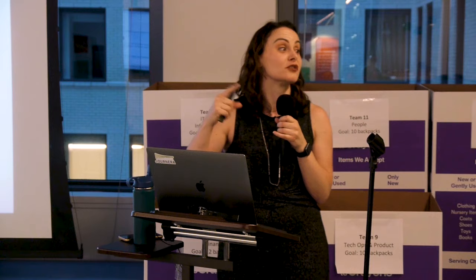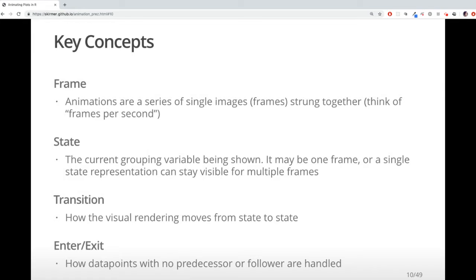If each frame is different and you cram a lot into frames per second, your animation looks really fast. And if you have many frames with a lot of information, but you spread them out over time, it will look very slow. State is a different thing, and this is very important to keep track of. A state is the grouping variable being shown. So if you're looking at a visualization that has a year in a single frame, every time it shows 1998, 1999, 2000, and so on, then that's the state. The state is what year you're showing right now.